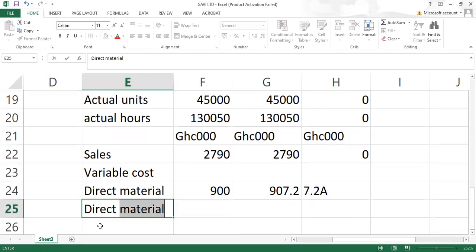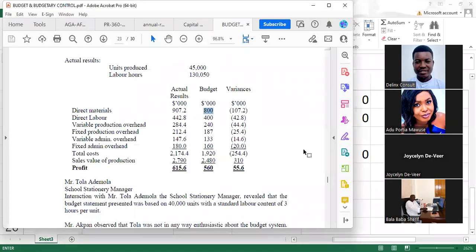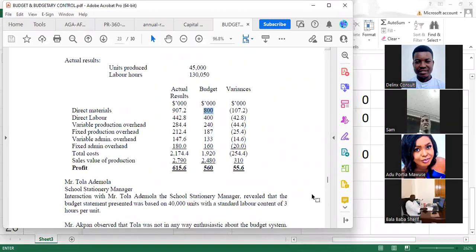Direct labor. Okay. For direct labor, what are we going to use, unit or hours? Hours. We use hours. Direct labor, we use hours. Are you okay? So what is the total hours that we budgeted for? We are saying that we are going to use 3 hours per unit.